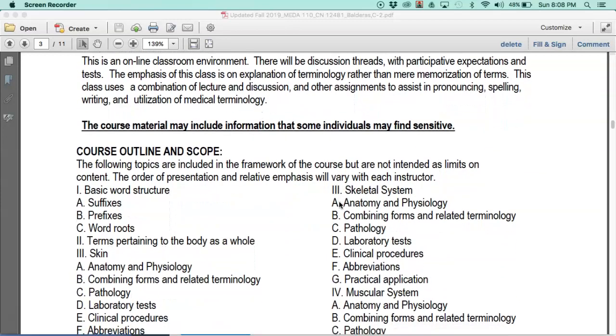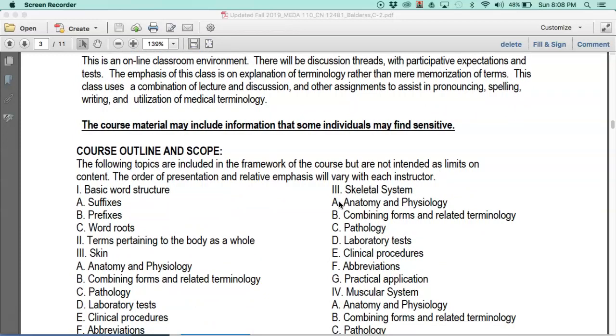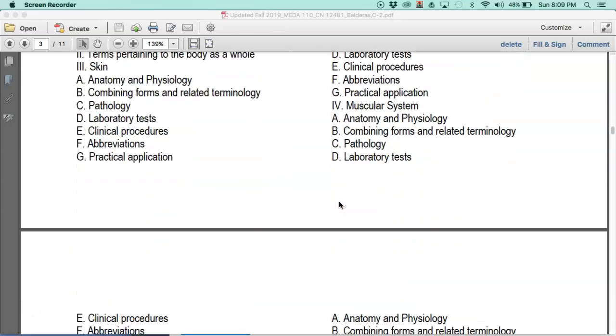And just realize that pure memorization will not be sufficient to be successful in this class. You really do need to be able to understand the pathologies, the physiology, and the human anatomy as you learn these words, and that'll help you be successful.